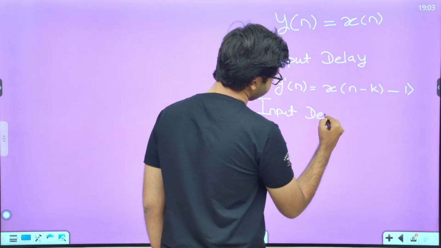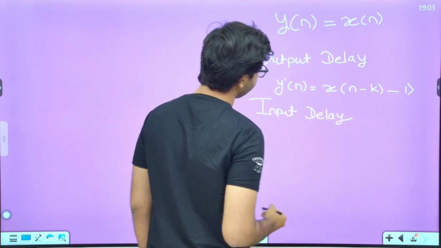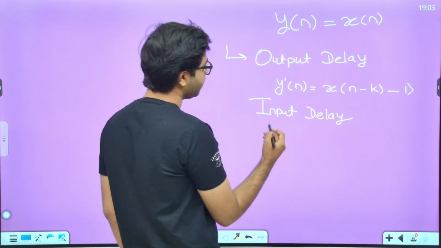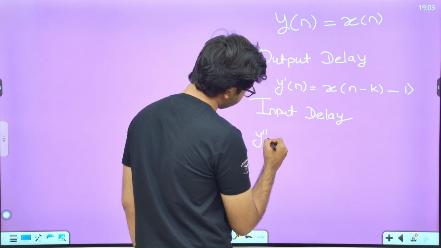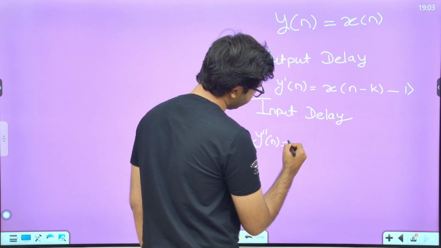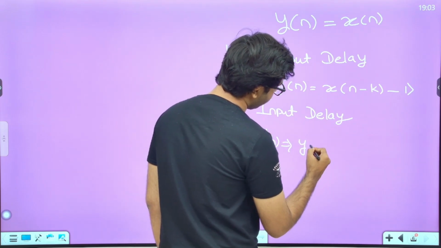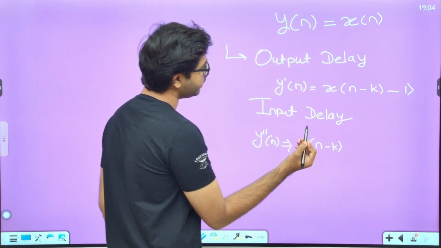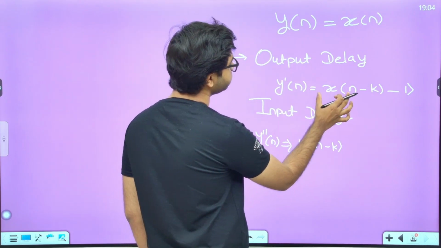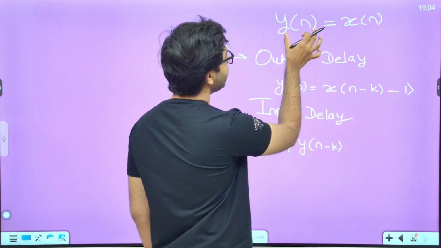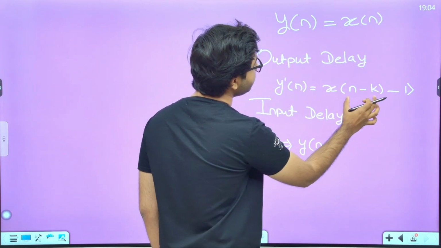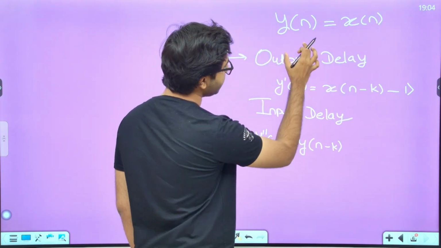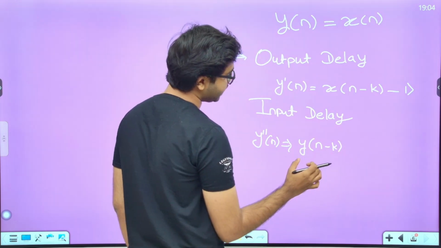Input delay. What is the input delay? Input is x of n. By changing the input, y double dash of n, we change n to n minus k. We can see the difference: y dash of n is the output delay, x of n minus k, and for the input delay, n becomes n minus k.